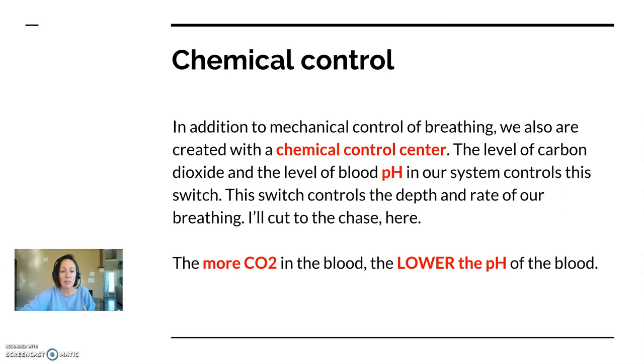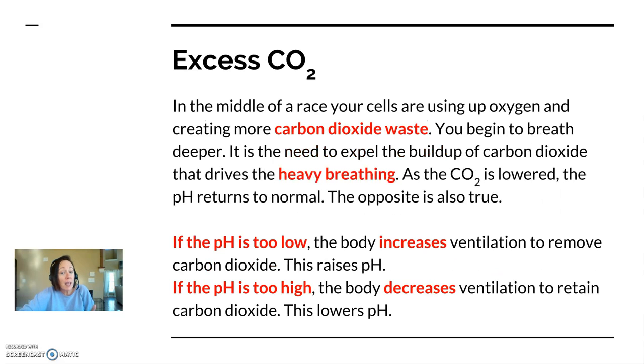So let me cut to the chase. The more carbon dioxide in your blood, the lower your pH. So let's say you're running a race and you've used up all your oxygen in your cells and you've made a whole lot of extra carbon dioxide waste. So you have a high level of carbon dioxide. You begin to breathe deeper. It's the need to get rid of this excess carbon dioxide that makes you breathe deep. As your carbon dioxide then goes lower, because you're breathing heavy, your pH then comes back to normal.